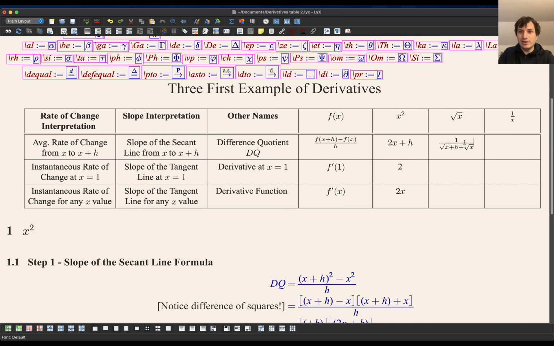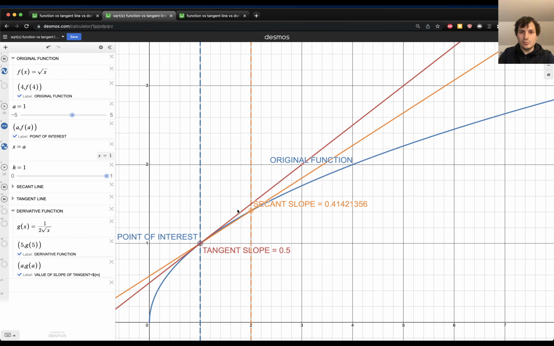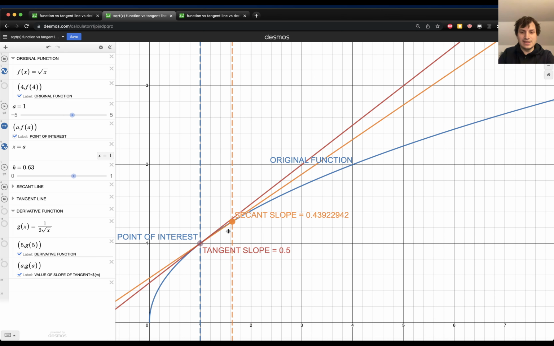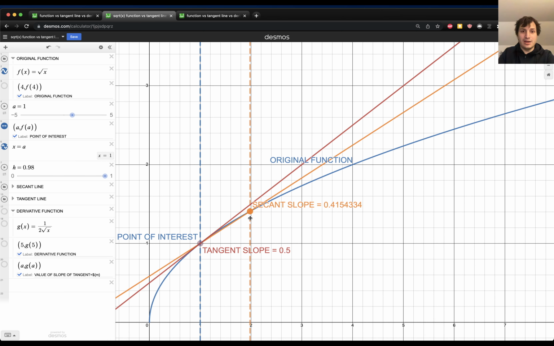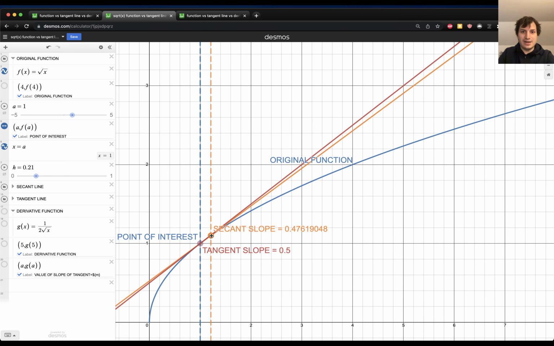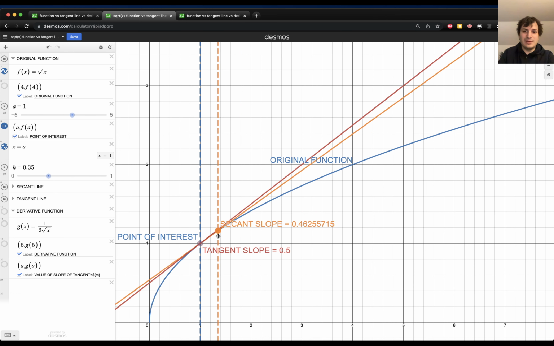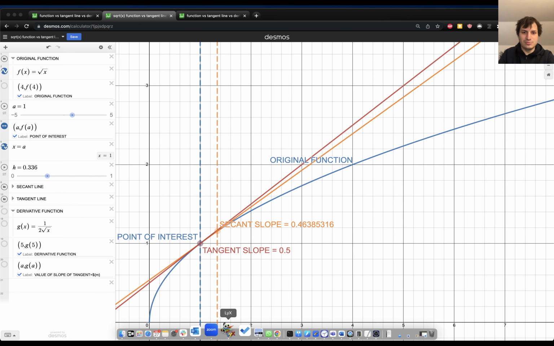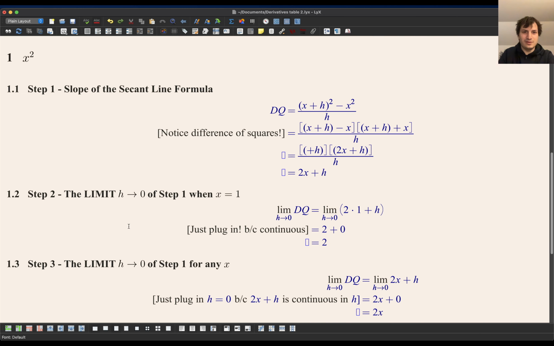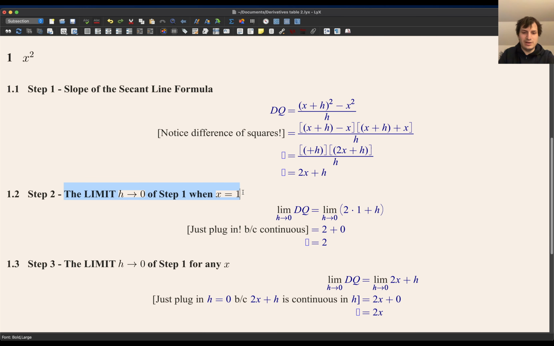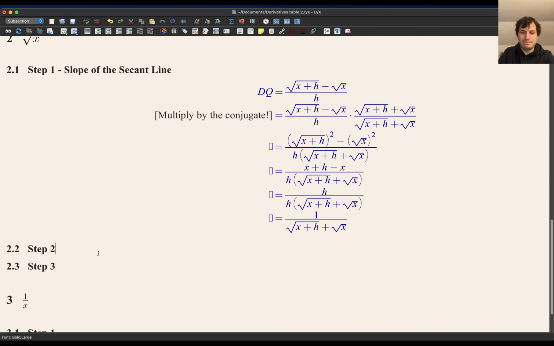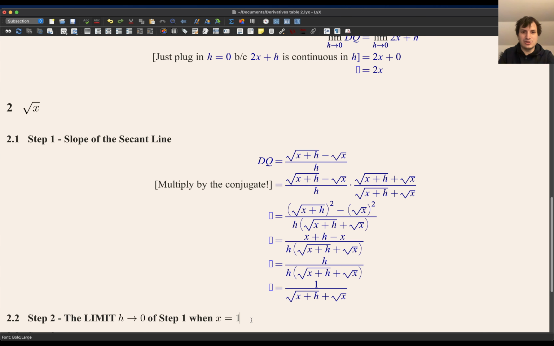But now we've done step 1, and we've basically figured out how to find the secant slope for any x value and any h value. Now what we're going to do, step 2, is see what is the limit when the secant line shrinks down to nothing, what is the limit of that slope? And that's step 2. So step 2, the limit as h goes to 0 of step 1 when x equals 1. And just like before, all the hard work we did is going to pay off because it's going to be a just plug in limit.